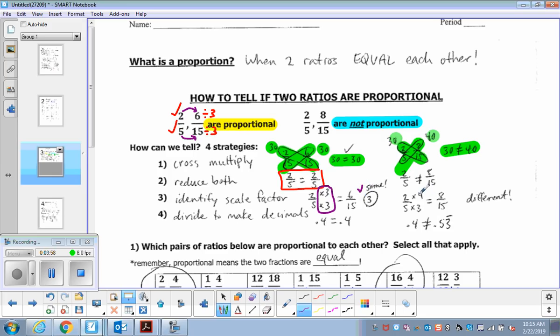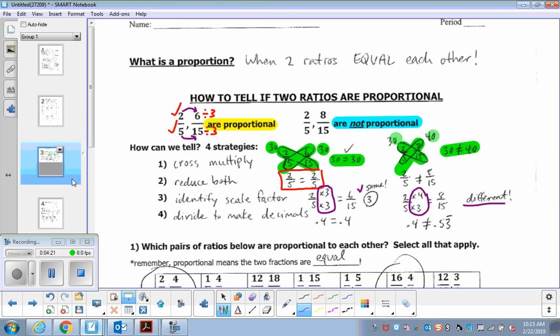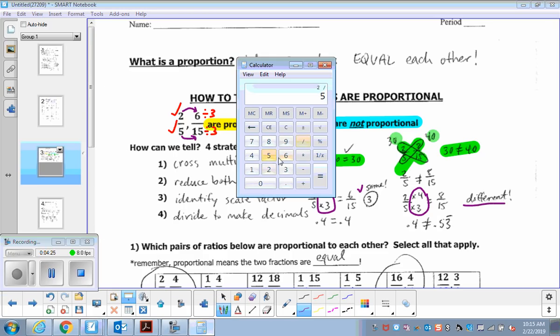Now for the other one, you'd have to multiply 2 by 4 to get 8, and you'd have to multiply 5 by 3 to get 15. So since you have different multipliers right there, with the 4 and the 3 being different, then no, they are not proportional. The fourth strategy I'd like to show you guys is to just convert the fractions to decimals and compare the decimals. So for 2/5, if you take that in the calculator and divide it, 2 divided by 5 is going to be 0.4.